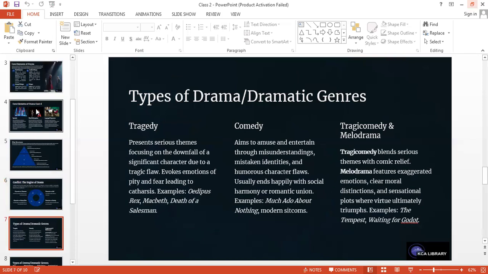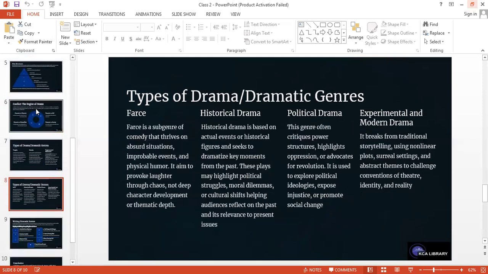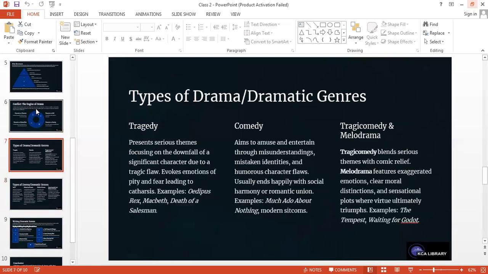We have types of drama or dramatic genres. We have the tragedy, the comedy, the tragic comedy, the melodrama, the farce, the historical drama, the political drama, and the experimental and modern drama. Now, taking it one after the other, the tragedy presents a serious theme focusing on the downfall of a significant character due to a tragic flaw.